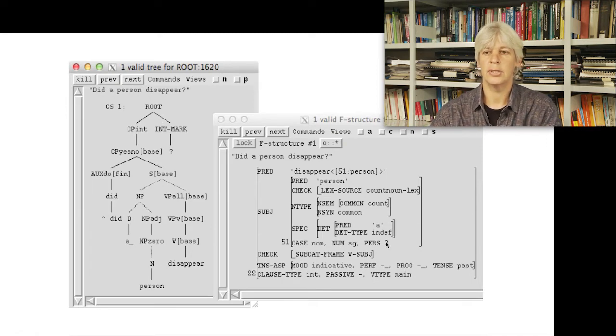And in this case, you see that the clause type is int, which stands for interrogative. It's indicative again, it's past tense again. You also have a main predicate, disappear, and the subject of the main predicate is person, and the person is again indefinite, and third person singular, etc. So you have all that as syntactic information.